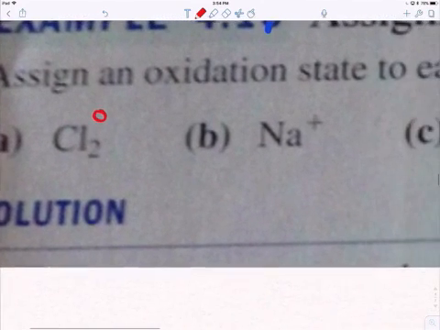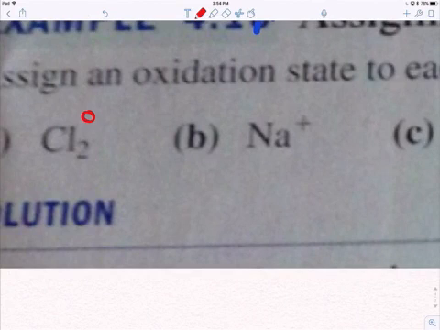Now next one, Na+. It's a monatomic ion. Its oxidation number is +1, equal to the charge. Good? All right, potassium fluoride.